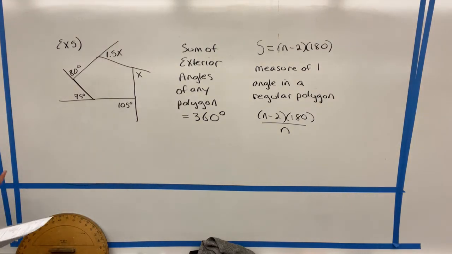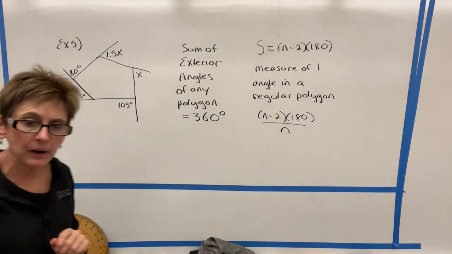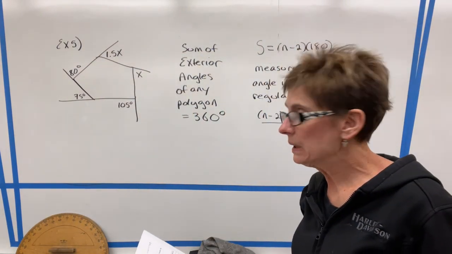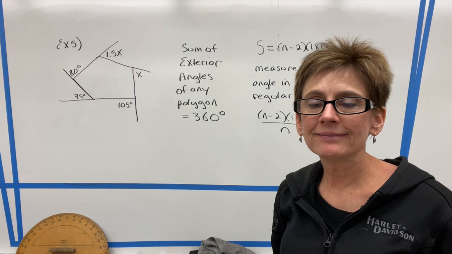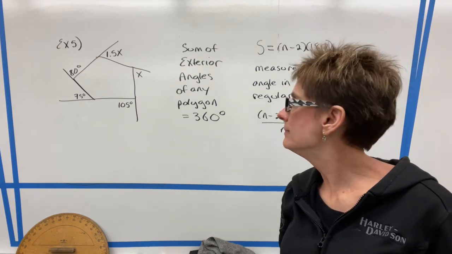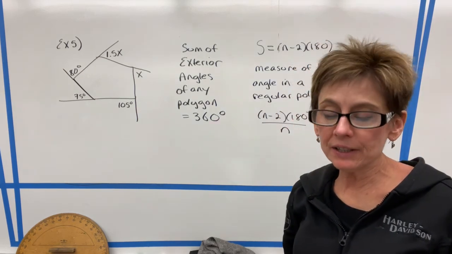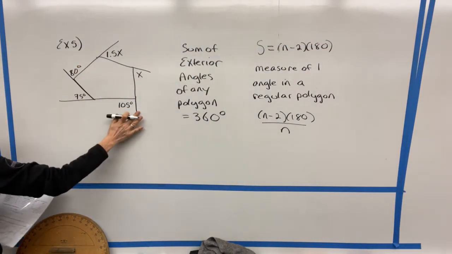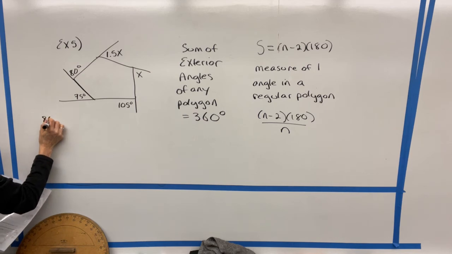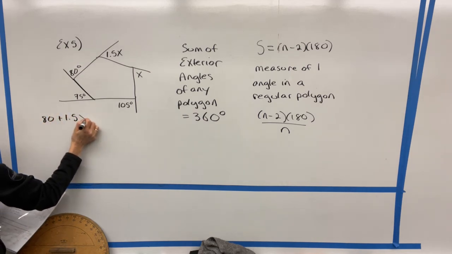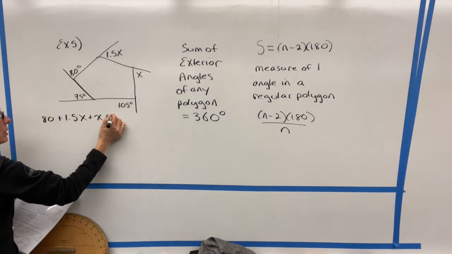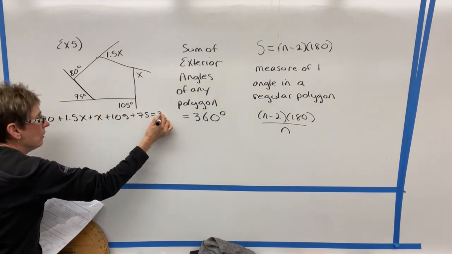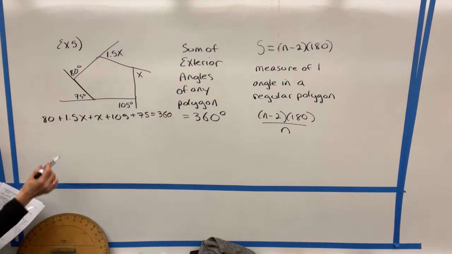In this particular situation, does anyone have a thought about what equation we would set up to solve for x? So I know that the exterior angles have to add up to 360. So what I can do is I can just add up all these angles. So 80 plus 1.5x plus x plus 105 plus 75 all has to add up to 360.